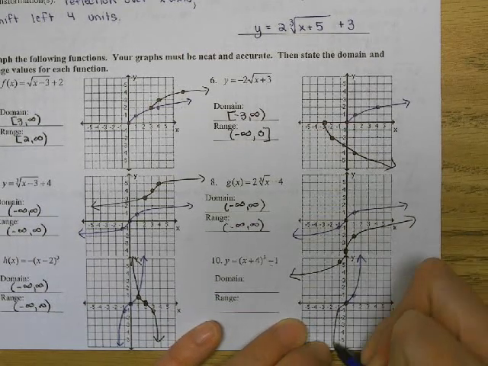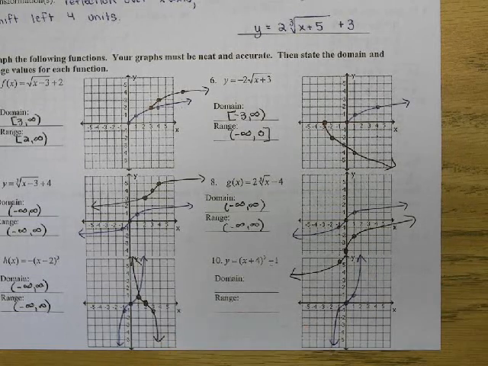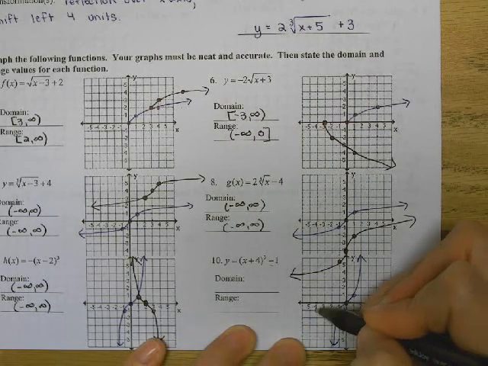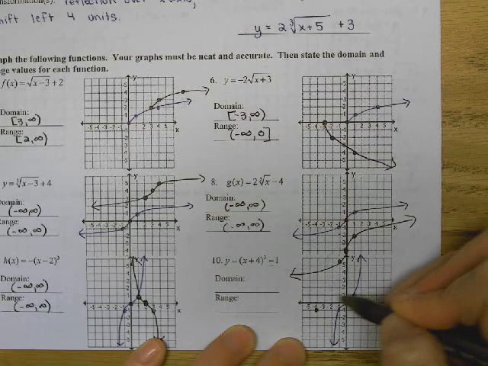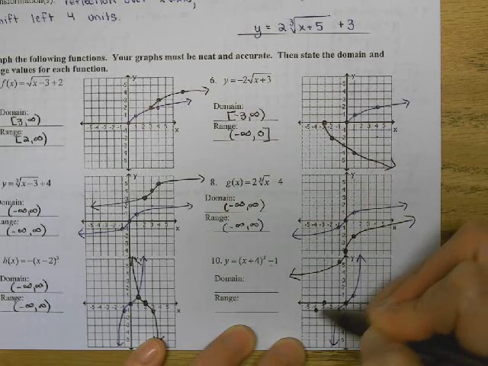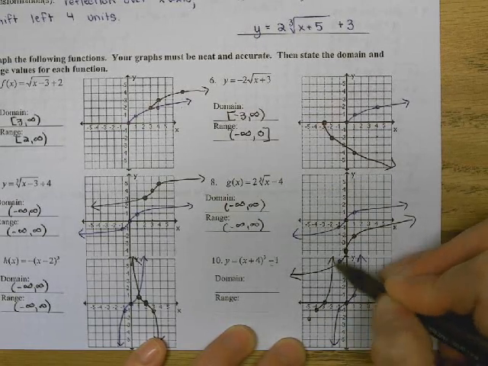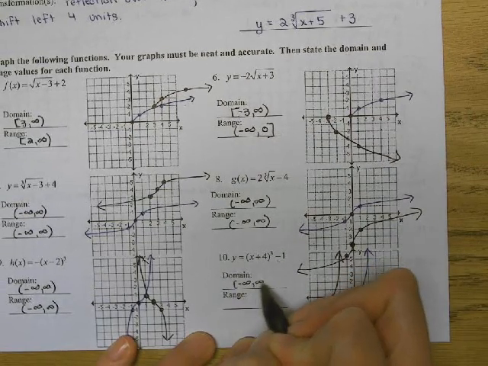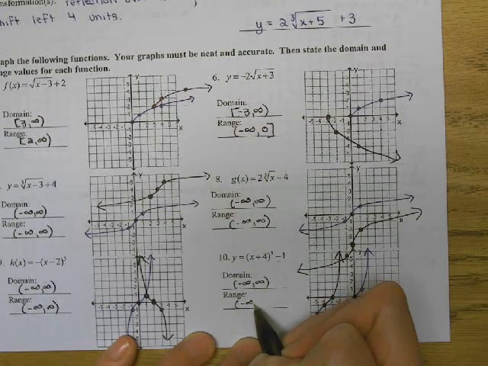Okay. Right here I'm starting with the cube, so now I'm going up and down. No stretch or shrink on this one. We are just moving it to the left 4 and down 1. Starting at my middle point, left 4, down 1. And then I'm going to do the same to my other 2 points and fill in my graph. Again, domain and range don't change on these, negative infinity to infinity.